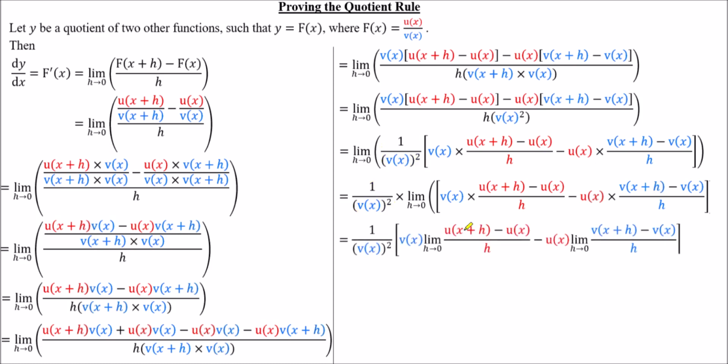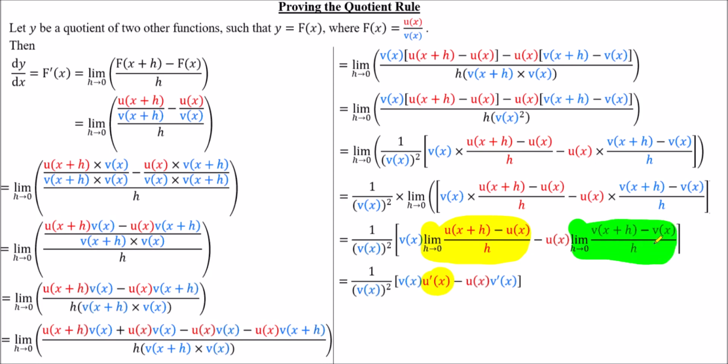The next thing we can do now is split this limit into two separate limits using what we mentioned in the special case earlier in the video. So we are allowed to do that. Then we need to realise that we've got 1 over v of x squared on the outside. This v of x is just v of x, but this here, the limit as h approaches 0 of u of x plus h minus u of x over h, that is the definition of the derivative of u of x. This is u dashed of x, and in the same way this limit here, I'm going to put into green, that is the definition of the derivative of v of x. So in green this is v dashed of x.